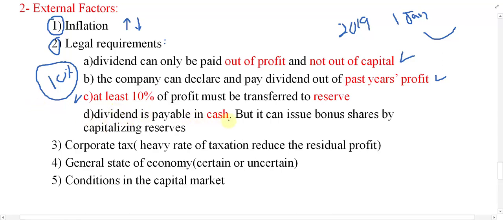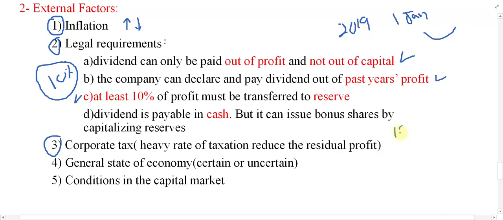Dividend is payable in cash. Usually we pay dividend in cash, but sometimes it can be paid in the form of shares or bonds as well. That is the second factor. Factor number 3 is corporate tax. A heavy rate of taxation reduces the residual profit. Definitely, as much as the amount of tax is more, the residual profit for the shareholder will decrease. If the residual profit decreases, the chance of dividend also decreases. As much as the rate of tax is less, residual profit is more, so the chance of dividend is more.